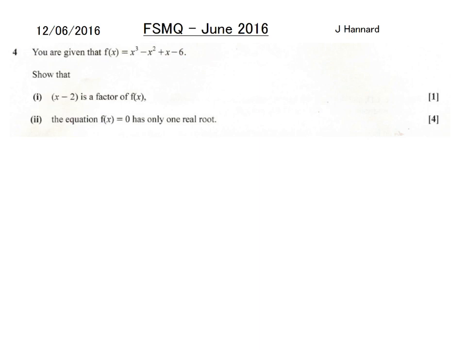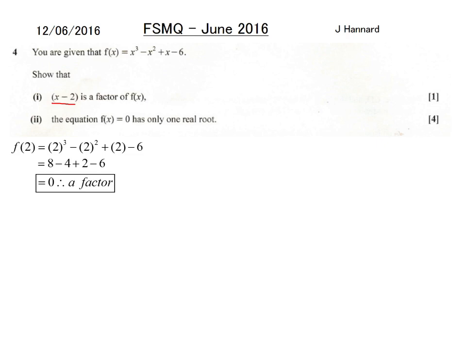Question 4 then. You were given that f of x equals x cubed minus x squared plus x minus 6. Show that x minus 2 is a factor of f of x. Well, all we do here is shove a 2 through. Obviously we reverse the sign of whatever's in the bracket, so we see a minus 2 in there, so we put a plus 2 through the function, and that should equal 0. It does, therefore it's a factor, and you've grabbed yourself a mark.